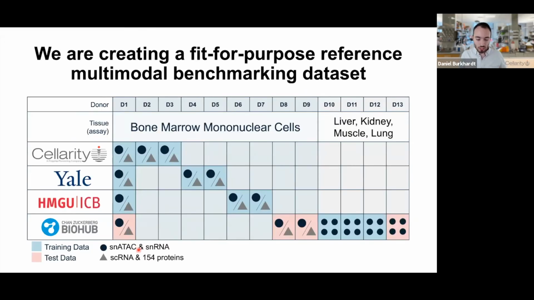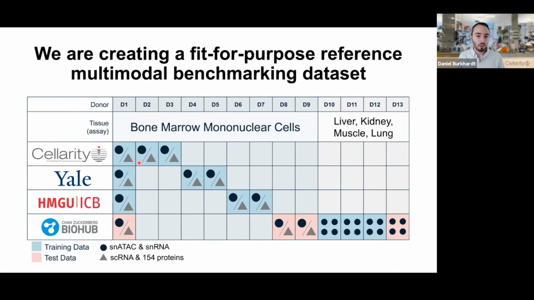So with the technology and the system set in place, we came together with our 4 partners and designed a fit-for-purpose benchmarking data set for multimodal data integration. The way that we decided to set this up is that across 4 sites, we were going to take 9 donors and purchase bone marrow mononuclear cells from them, and then split up the measurement of ATAC-seq and RNA and proteins across each of these locations. And so donor 1 is going to be measured at all 4 sites, and then each site will have 2 donors that are measured uniquely at those sites, both in the ATAC and RNA and protein level.